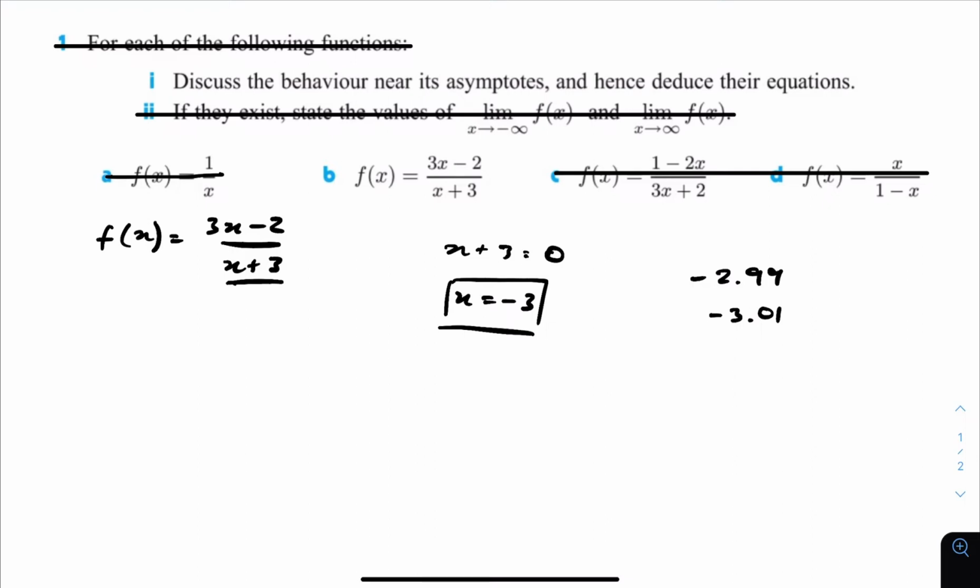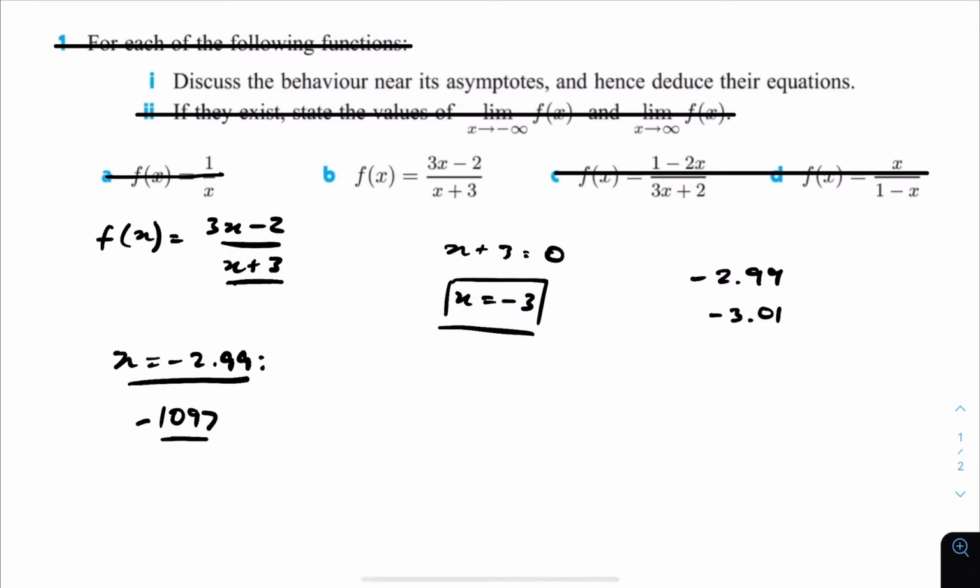And when we're discussing behavior, we're not looking for a specific value, because when x is negative 3, that makes it undefined. We're looking for, is it getting increasingly bigger or increasingly smaller? So let's take x equals negative 2.99 and substitute that in. Let's put this into our calculator to make it more efficient: 3 times negative 2.99 minus 2, divided by negative 2.99 plus 3. And that gives us negative 1,097.